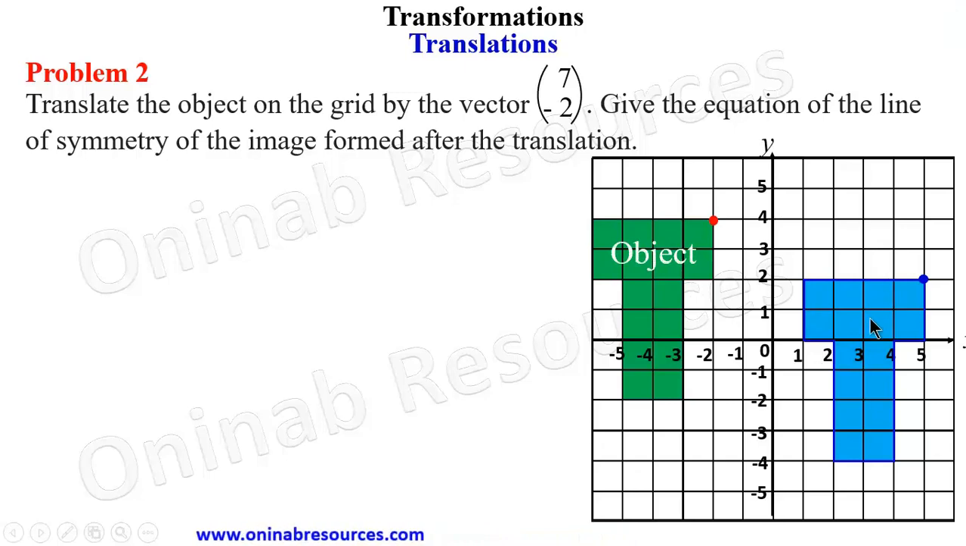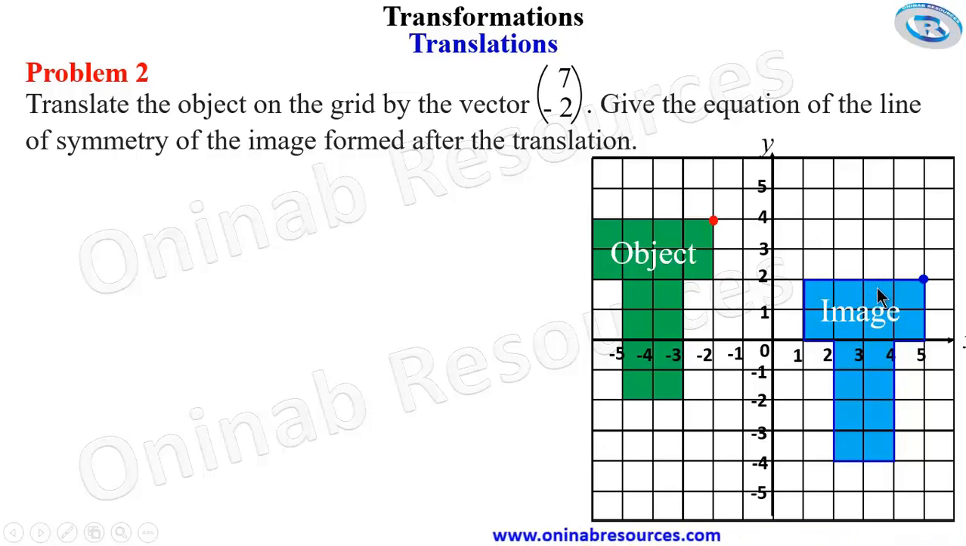So this is the object and this is the image. So we go further to give the equation of the line of symmetry of the image formed after the translation. So from here, this is letter T, and letter T has only one line of symmetry. That is the line that divides the shape into two congruent shapes or two equal halves. So we have that line here.